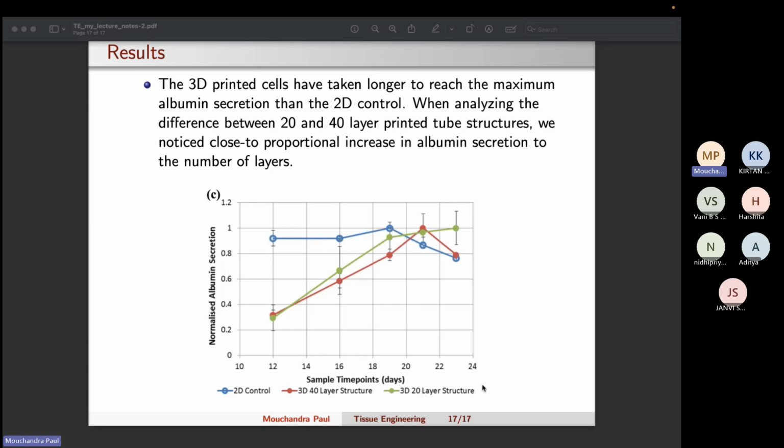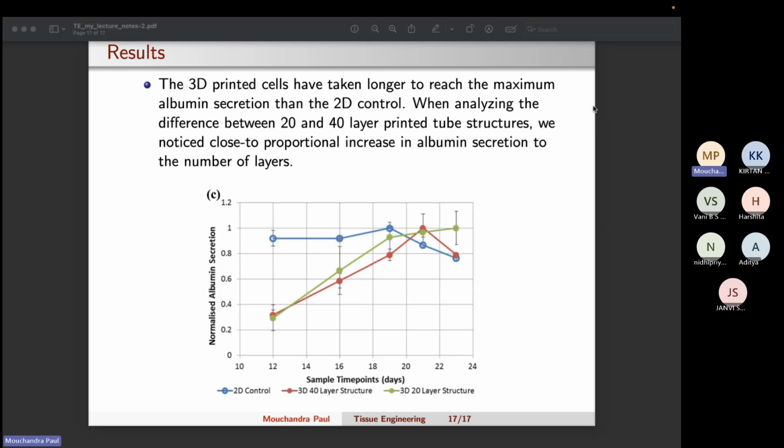Whereas when you are making a thick 3D construct, the 20 layer tube will be smaller, not that thick, whereas the 40 layer structure is thicker. So when you compare these two structures and how much albumin is secreted, in the 40 layer structure the cell number is high. Because of that, the peak albumin secretion happened early, while in the 20 layer structure the cell number is relatively less, so the peak is shown at a later stage.